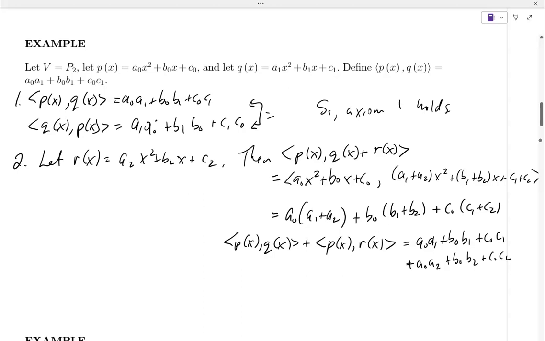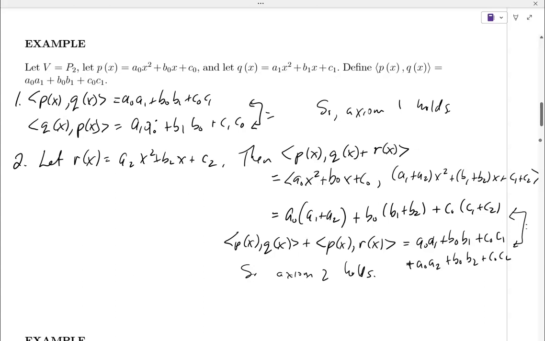Again, taking a product of your x squared coefficients, product of your x coefficients, product of your constants, add them together. Same thing for the second pair. Are these two expressions the same? Yeah. If I distribute these across, they can see that that's the same thing as that, right? So those two are equal to each other. So axiom 2 holds.